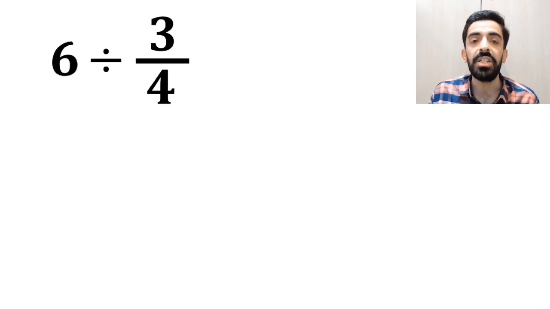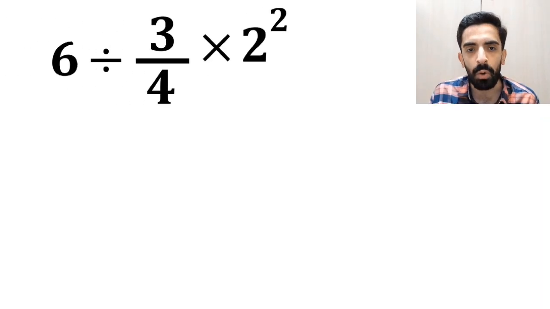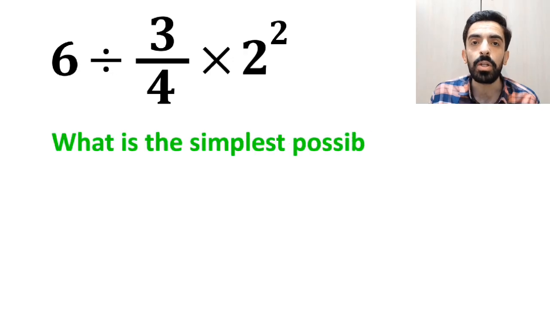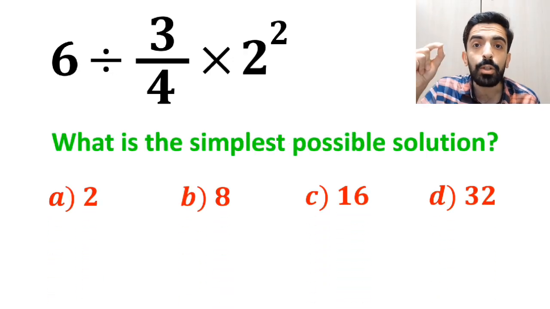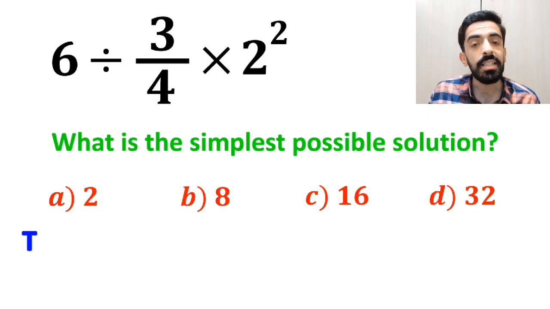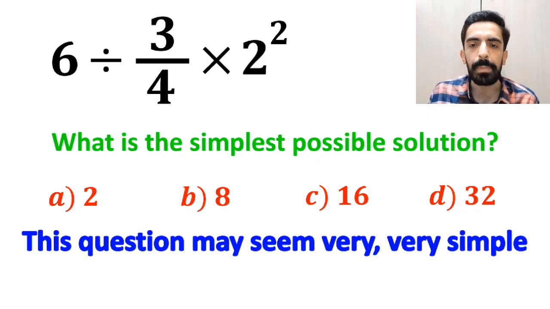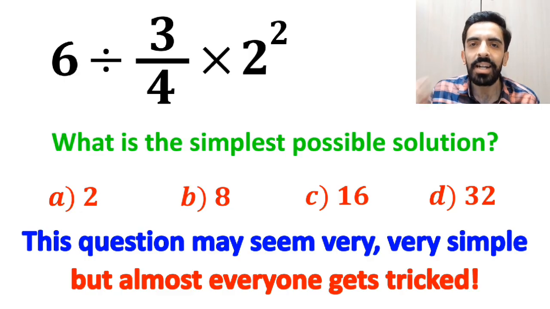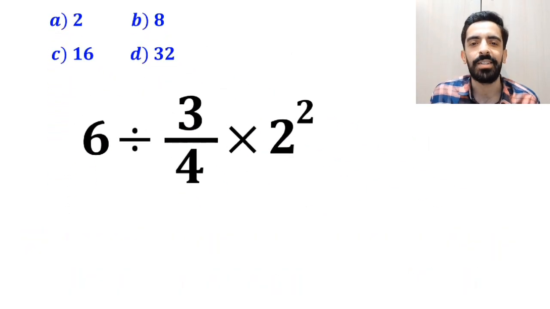If we have the expression 6 divided by 3 over 4 times 2 to the power of 2, then what is the simplest possible solution for this expression? Which option do you think is the correct answer to this question? This question may seem very simple, but almost everyone gets tricked. Let's break it down and solve it together.